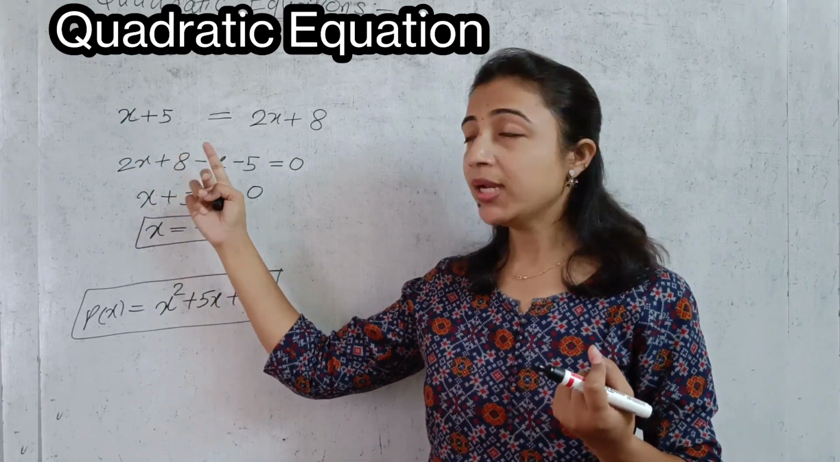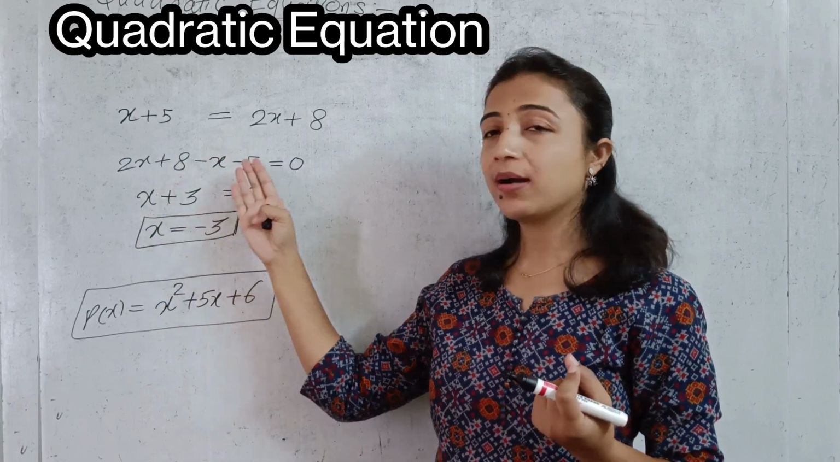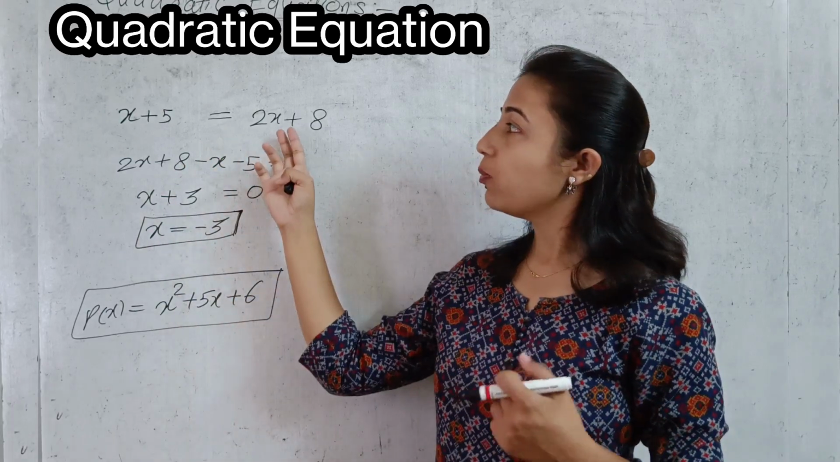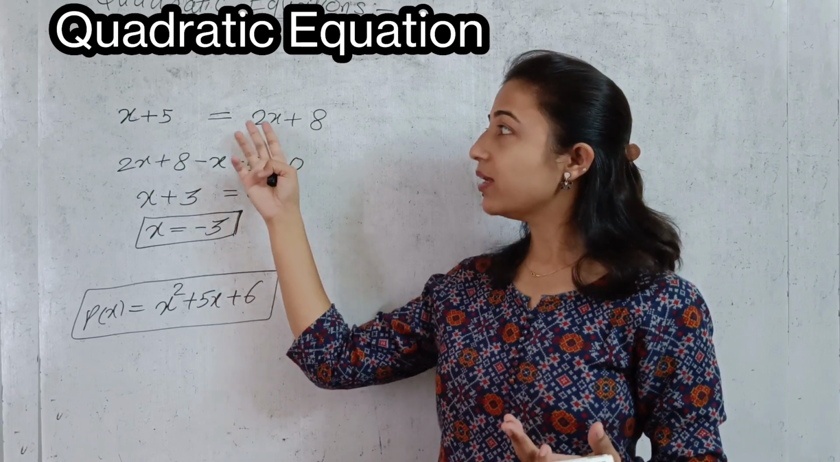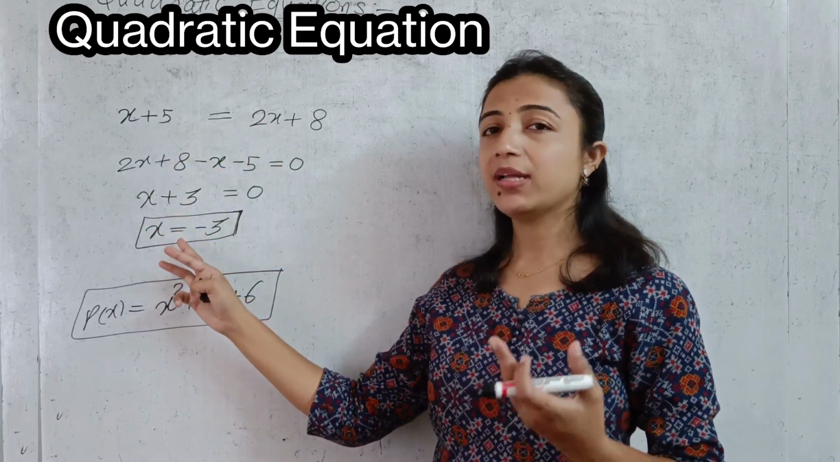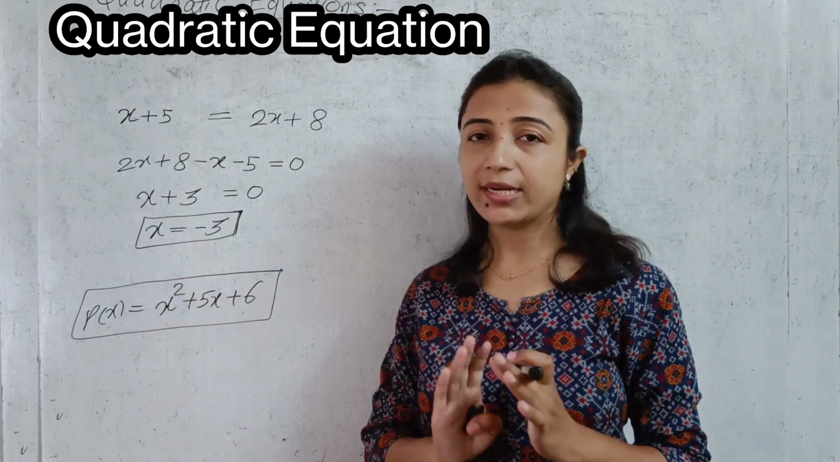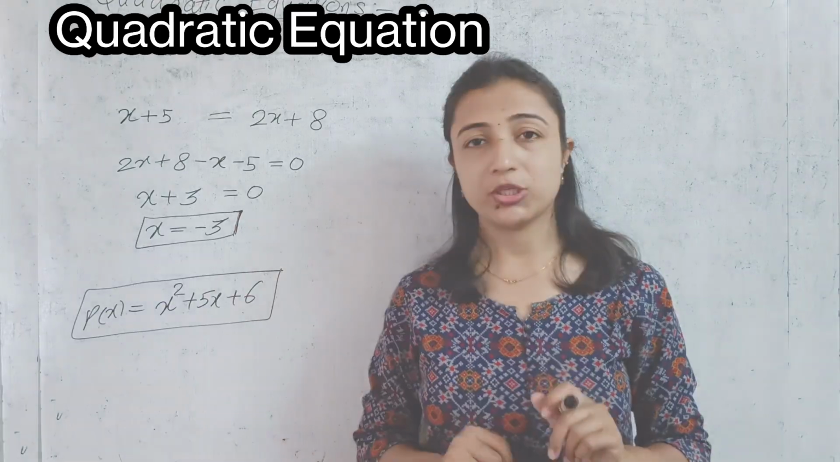If it is an equation, it contains equal to, some right term, some left term, and they are equal. So for which value of x they are equal, that variable we find with the help of this equation. So we will get the value of the variable in an equation.